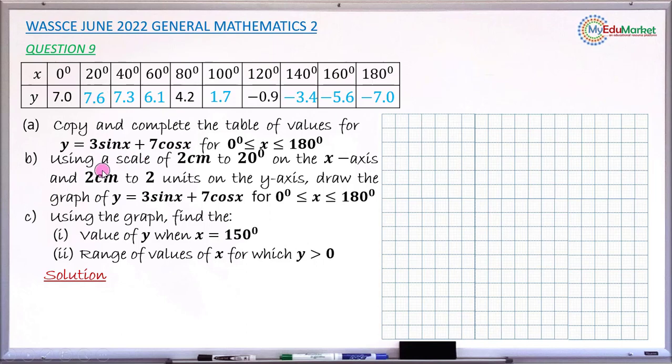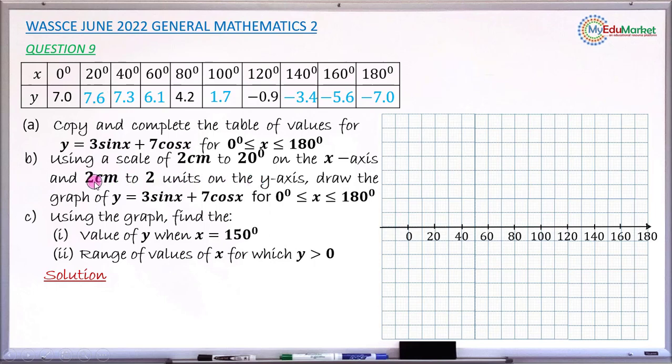Next we move to question B, where we are required to draw the graph of this trig function on our graph paper. The scale given here is 2 centimeters to 20 degrees. Let me start drawing the x-axis first. Each of these boxes is 1 centimeter, so 2 boxes will be 2 centimeters. So I'm using 2 boxes for 20 degrees. Starting at 0 here, the next 2 boxes is 20, another 2 boxes 40, another 2 boxes 60. This is my x-axis. Now let me move to the y-axis.